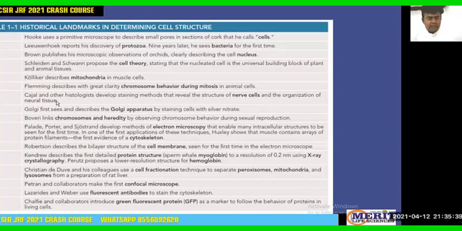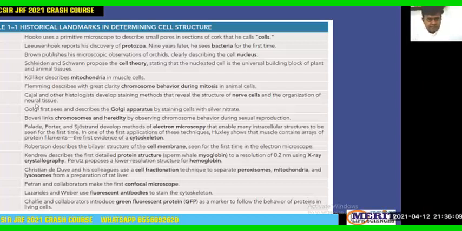So you can start with Robert Hooke's cells, then Leeuwenhoek's report of protozoa, and the report of bacteria for the first time, then Brown on the movement of the cell nucleus in orchids, Schleiden and Schwann's cell theory, Kolliker described mitochondria in muscle cells. That was a great observation. Flemming described with great clarity the chromosome behavior during mitosis in animal cells.